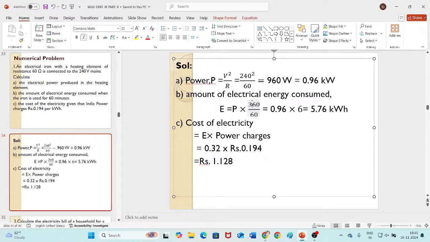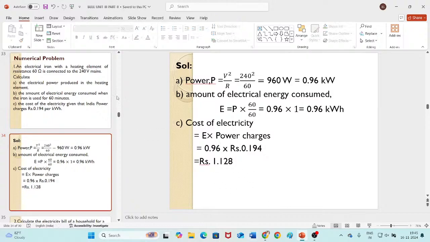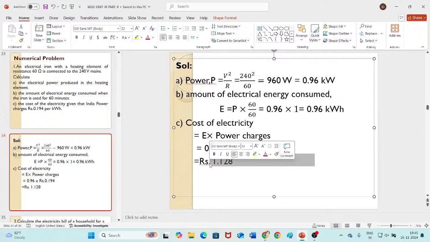I'm going to change this. I have changed it in the question. It is 60. Actually, 60 minutes means no need to write 60 directly. We can write 1 hour. So, 60 by 60, 1 hour. So here it is 1. So if this is 1, this will become 0.96. I have made some changes here, so definitely this value will change.